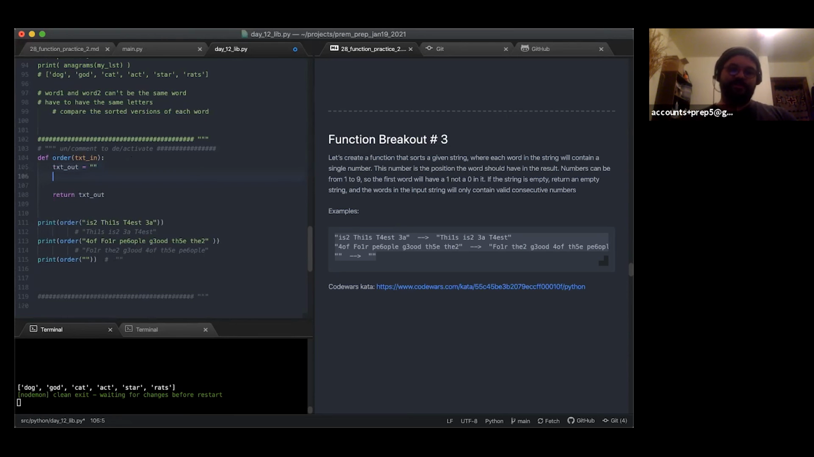So the first thing is we want to iterate through all the words. So we have a string, and I want to iterate through the words. So I'll say for word in. Anybody remember how to iterate through words?